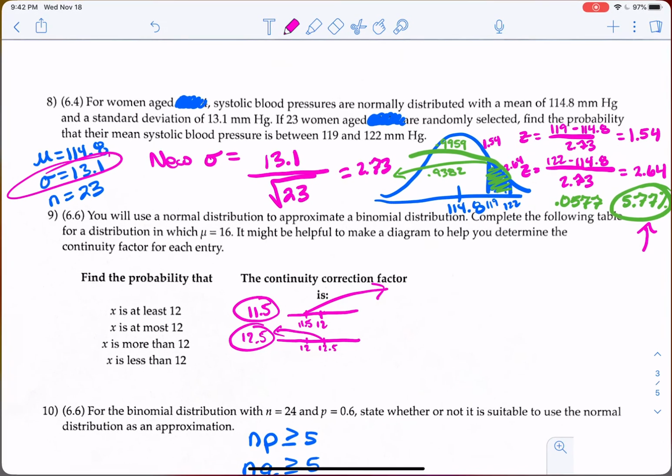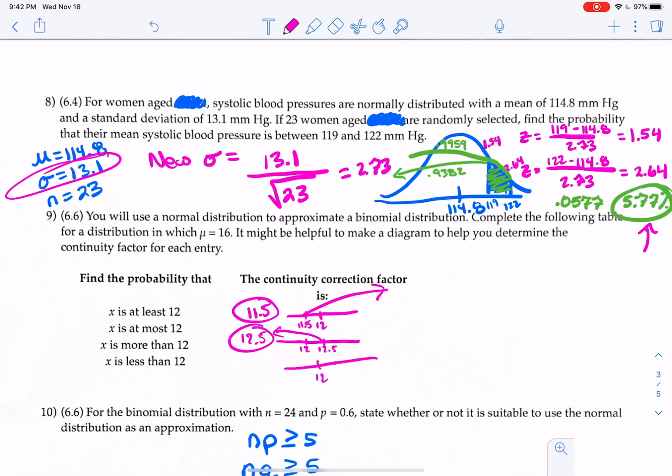Okay, more than 12 means not including 12. So we want to go from here this way, which is 12.5. So that guy that we're going to use is 12.5. Less than 12 means not including 12, so we're going to use 11.5. So 11.5 is my number that I'm going to use for that.